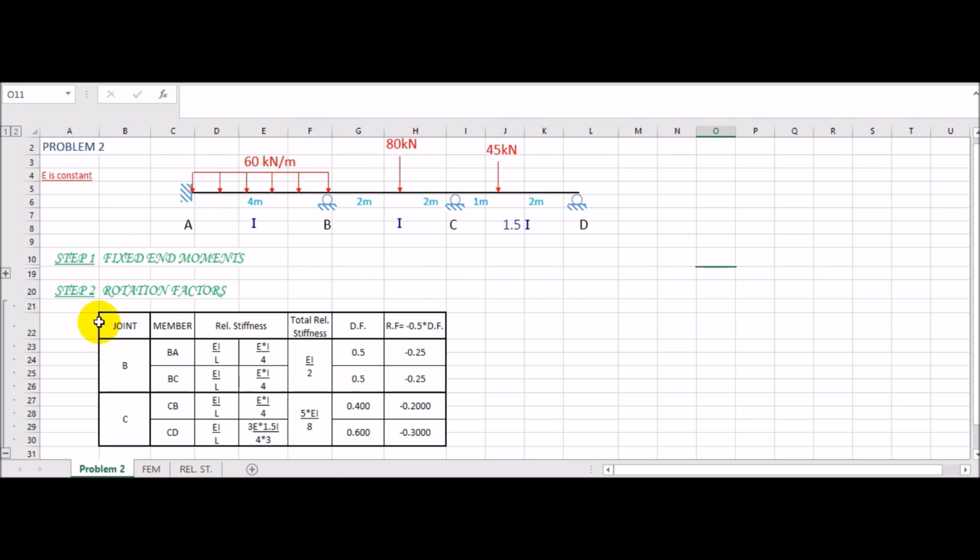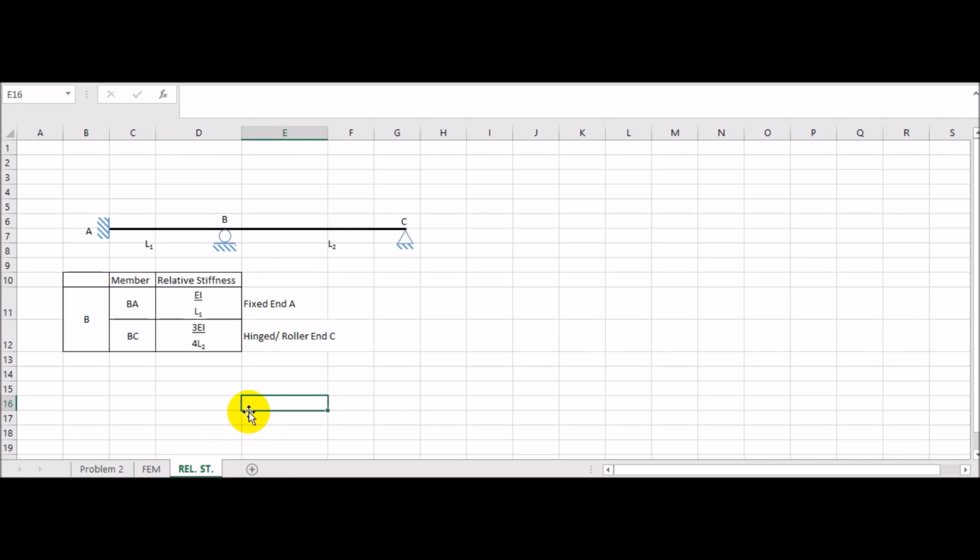Alright, so our first column for finding the rotation factor is writing down the joints, the intermediate joints, which are B and C. The second is writing down the members which are connected to the respective joints. That is, for B it is BA, BC, and for C it is CB and CD. And the third column is relative stiffness. If you're new to this concept of relative stiffness, don't worry, I'll just show it in short. I won't explain the whole concept, but I'll tell you how the formulas come. Here B is an intermediate support, and BA and BC are the two members connected.